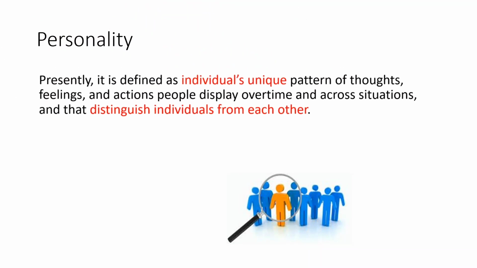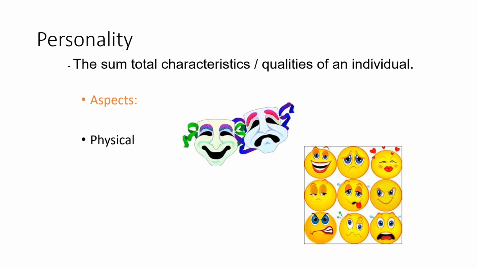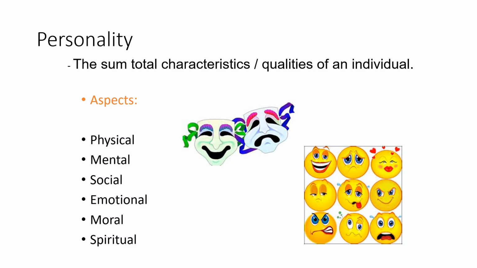Personality presently is defined as an individual's unique pattern of thoughts, feelings, and actions people display over time and across situations, and that also distinguishes individuals from each other. In addition to that, the simplest definition of personality is the sum total characteristics and qualities of an individual, and it has several aspects, which include the physical, mental, social, emotional, moral, and spiritual. If we summarize all these definitions of personality, this refers to the self, which pertains to the sum total characteristics of an individual.